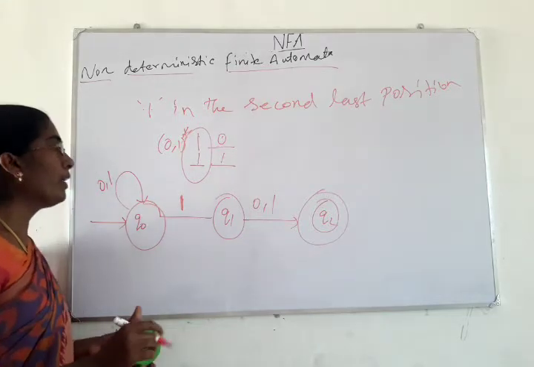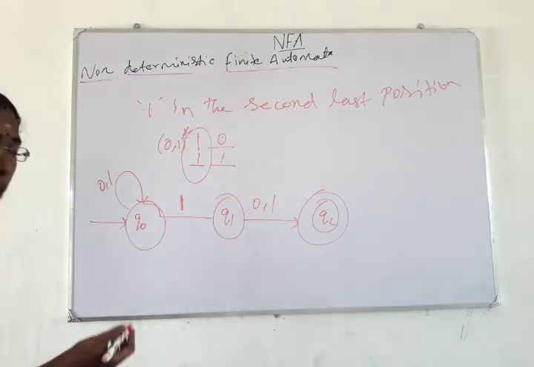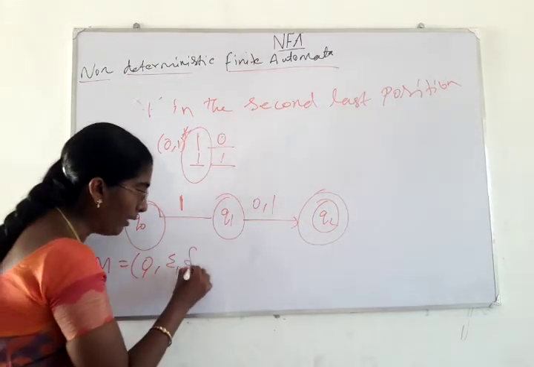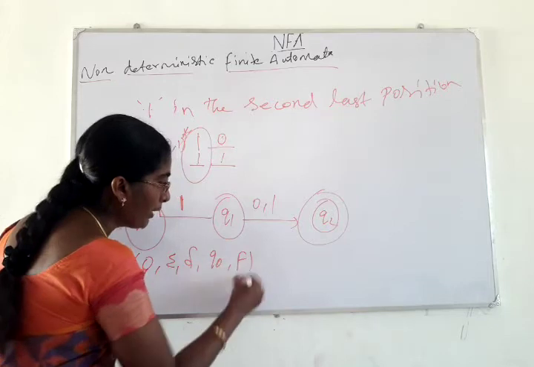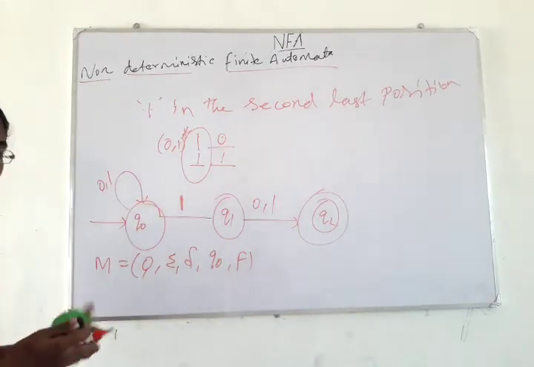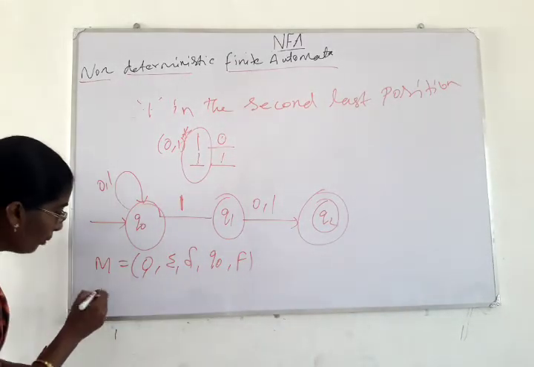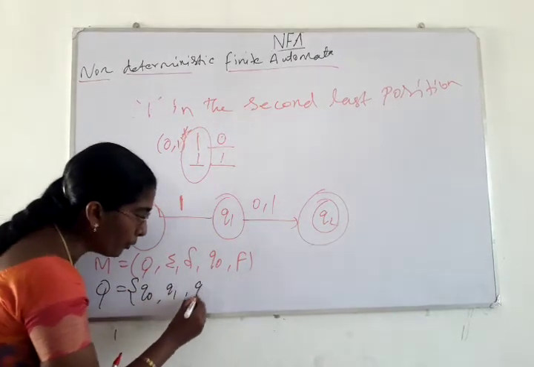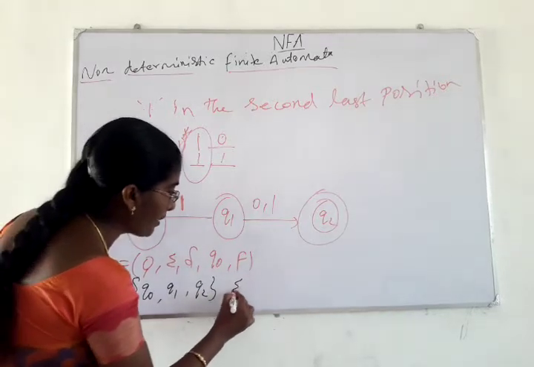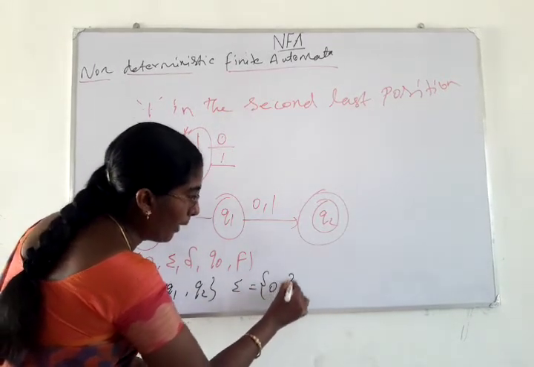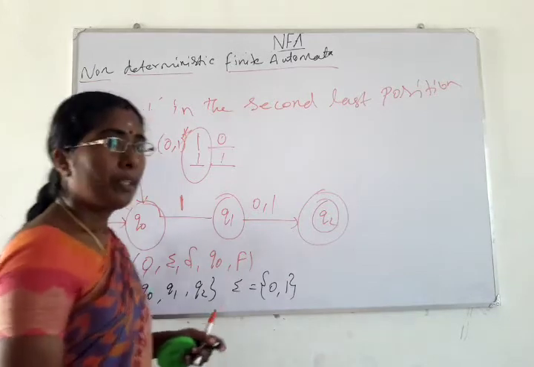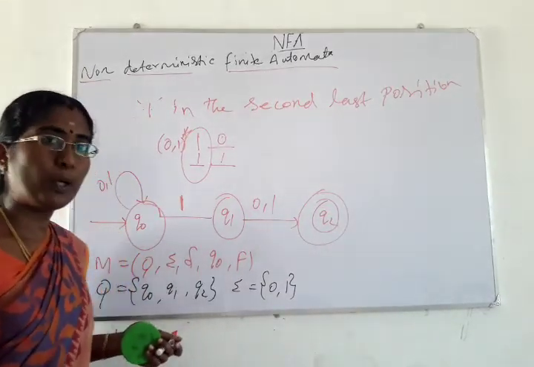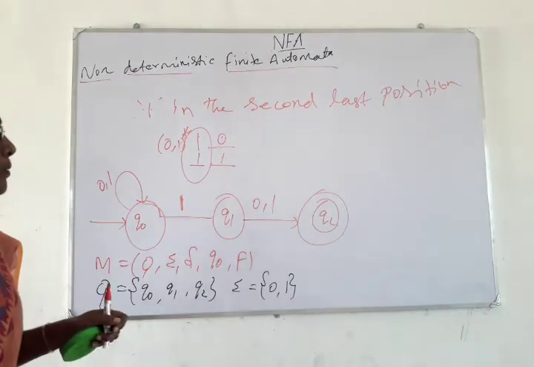Right? Then how will we define this particular NFA? The 5 tuples are the same. M is equal to (Q, Σ, δ, Q0, F). Here what is Q? The set of states. What are the set of states here? Q is equal to {Q0, Q1, Q2}, so we are having 3 states. And Σ is equal to {0, 1}. And what are the transitions? Here we need to define all possible transitions for all the states, right?